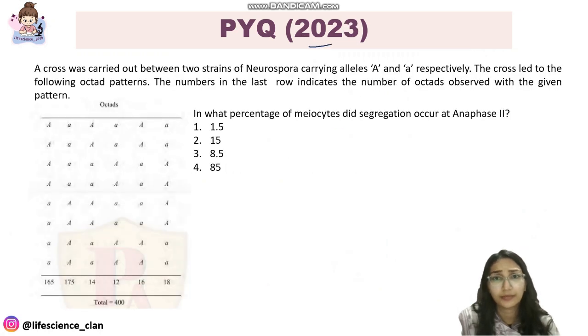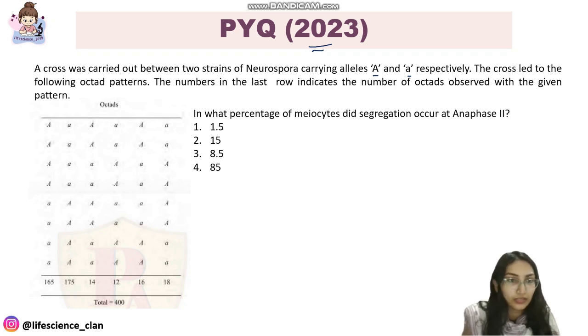Now let us look at another question which came in 2023. A cross was carried out between two strains of Neurospora carrying alleles capital A and small a respectively. The cross led to the following octad patterns. The numbers in the last row indicate the number of octads observed with a given pattern. So basically they have given us the entire chart of the different alleles which were there and the total number. So these are total 8, which we have to check the ratio first. You can see here capital A, small a.